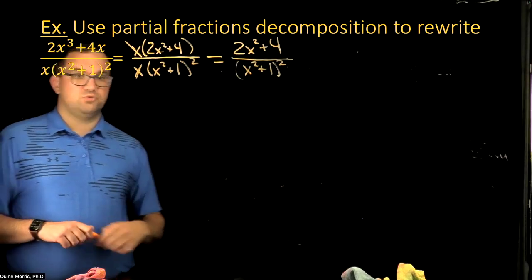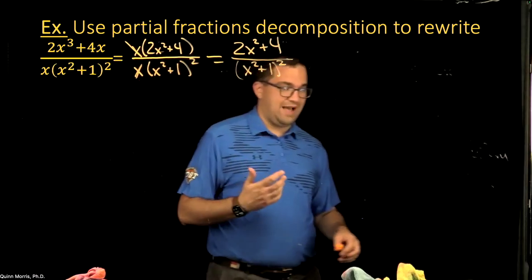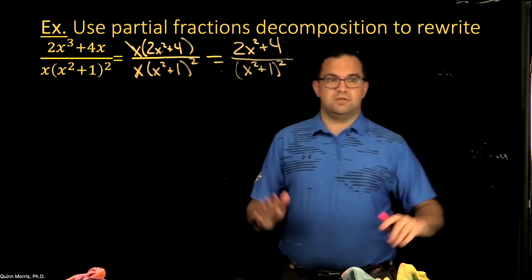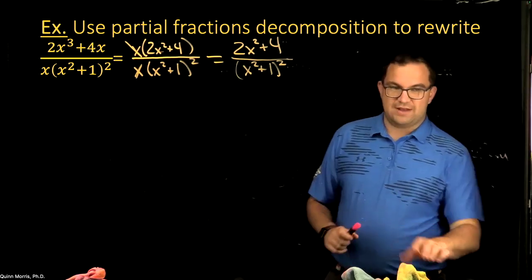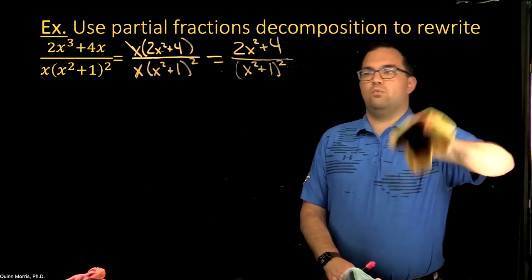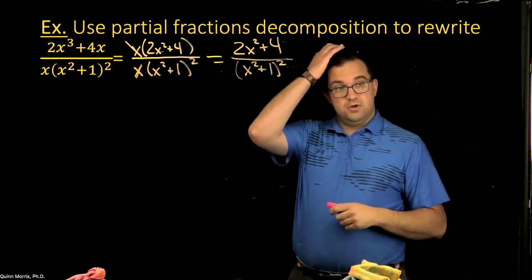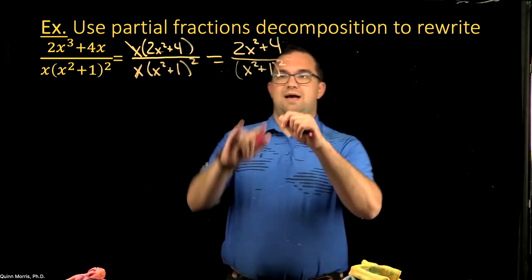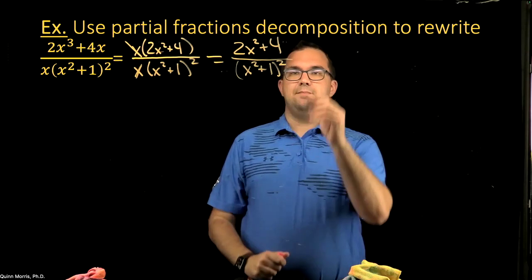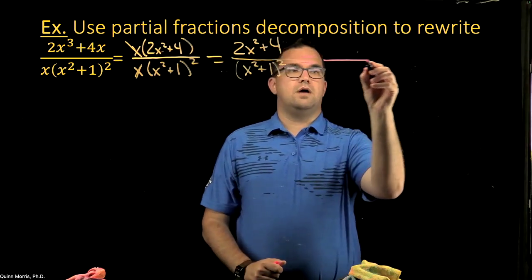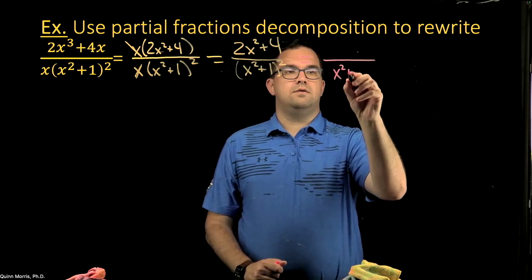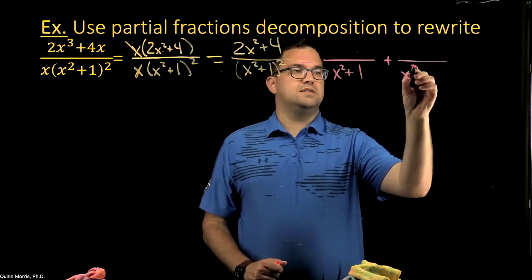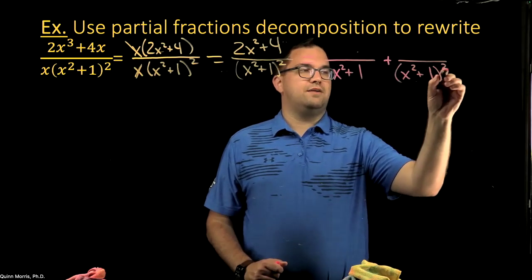Now, that x squared plus 1 is that irreducible quadratic factor. I cannot factor that any more than it already is. It's x squared plus 1, and it can't be factored anymore. So now I need to set this up using the structure for irreducible quadratic factors. I have an irreducible quadratic factor to the second power. My first denominator is just going to have that irreducible quadratic factor, plus the irreducible quadratic factor squared.